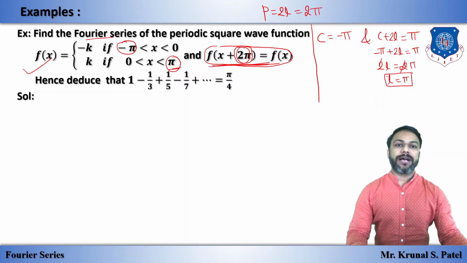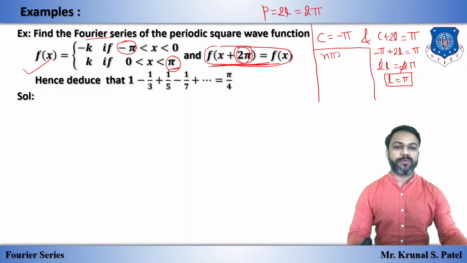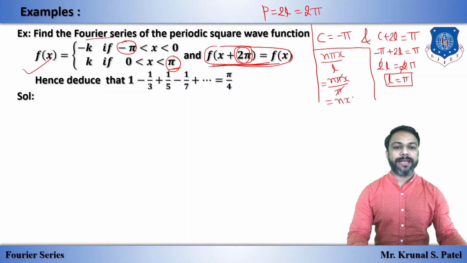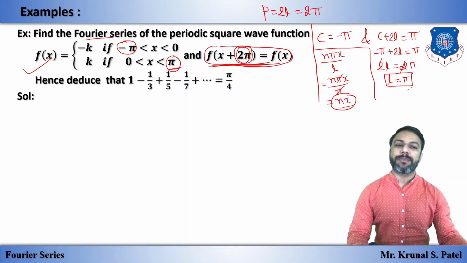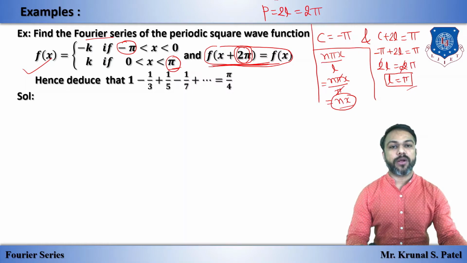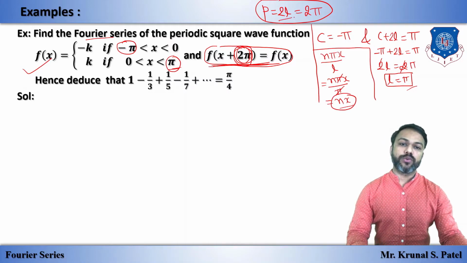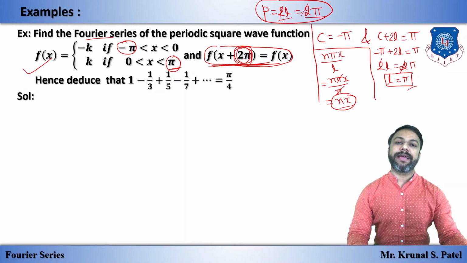As I told, after getting L, we find the angle, and we know the general formula for the Fourier series: the angle is n pi x by L. Putting the value of L, n pi x by pi cancels out, and we have nx. So the angle for this example is nx and L is pi. You can find L from here also: this 2 pi is our period, known as 2L in Fourier. So 2L equal to 2 pi, cancelling 2, L is equal to pi. And this is our rough work.